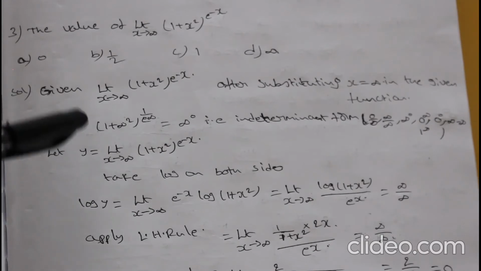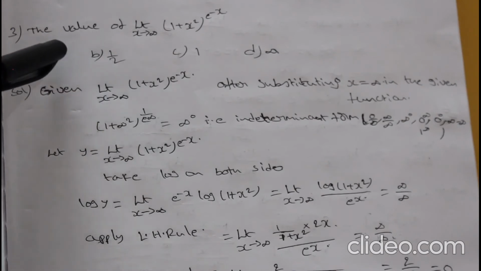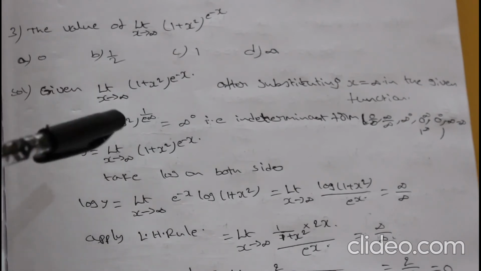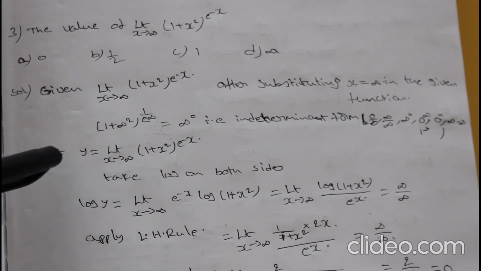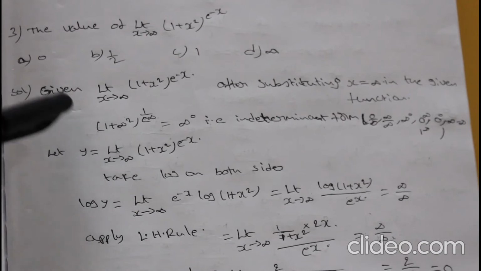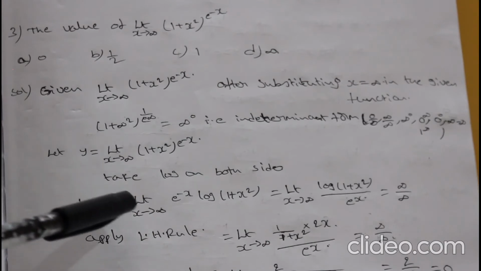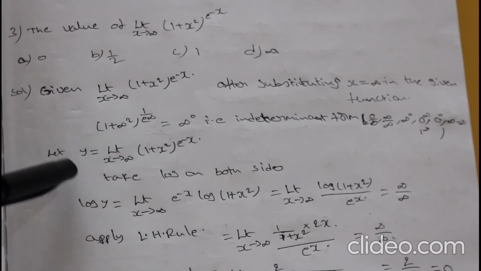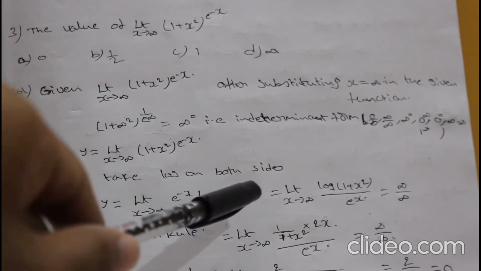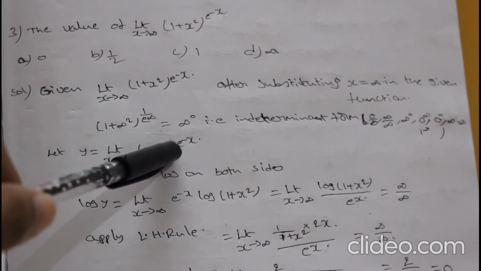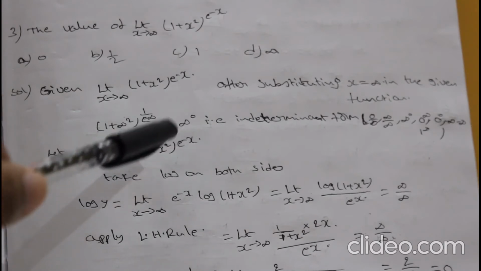So we got the indeterminate form, but here it is not in the form of f of x by g of x. If it is directly in that form, we can apply L'Hospital rule. So first we have to simplify this. In order to simplify, let us take this function as y is equal to limit x tends to infinity (1 plus x square) e power minus x. Take log on both sides. So log of y is equal to limit x tends to infinity e power minus x log of (1 plus x square), because log of a power n is nothing but n into log of a.